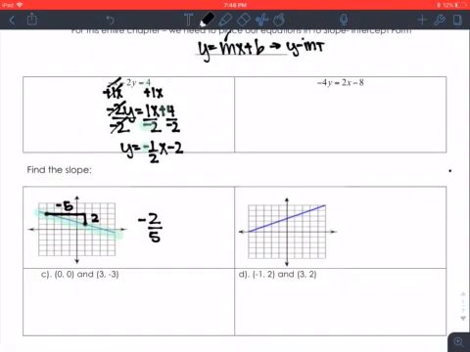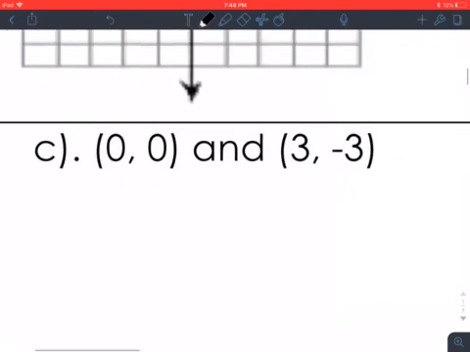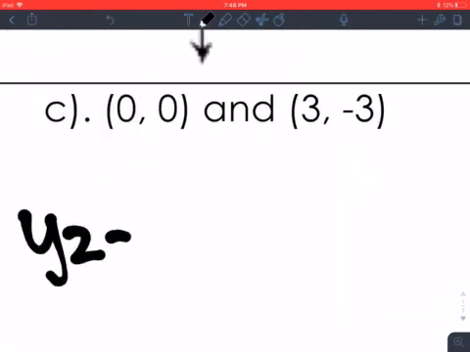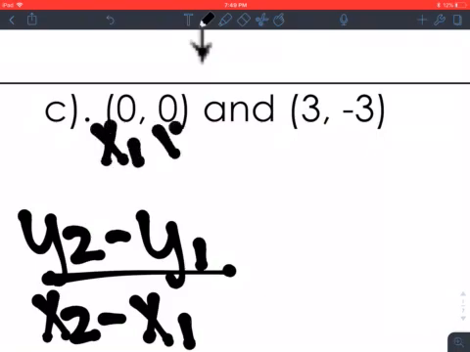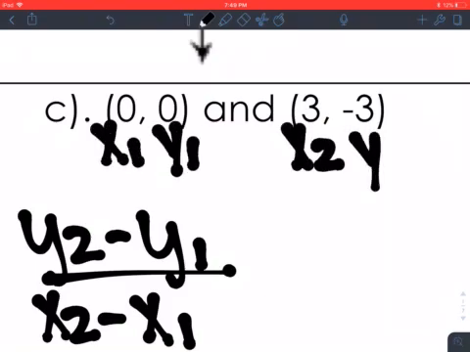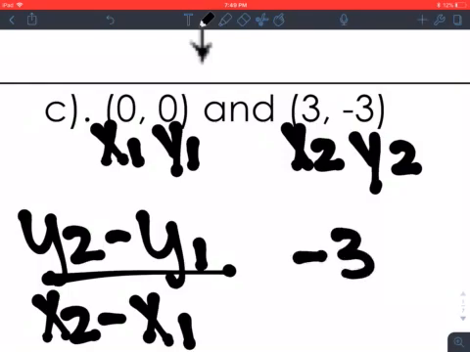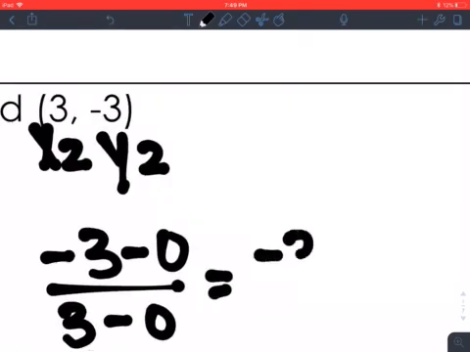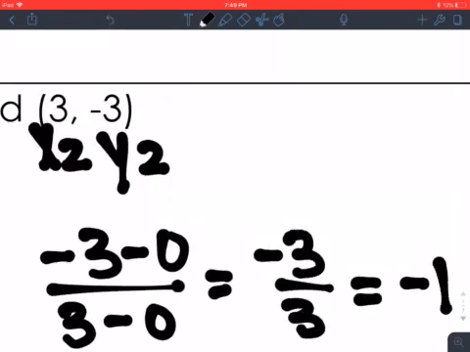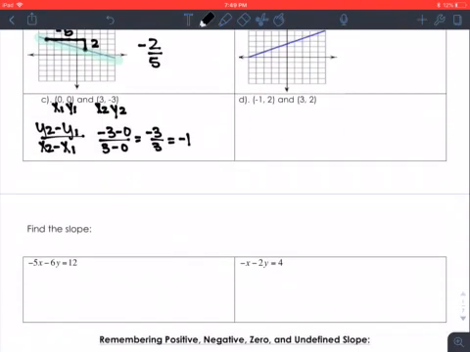Okay? Now, on this next one, we have to use the slope formula. And the slope formula is y2 minus y1 all over x2 minus x1. And what I do is I just go straight across and I label x1, y1, x2, y2. And then I substitute in. So my y2 is negative 3. So you do negative 3. My y1 is 0. So minus 0. All over my x2, which is 3, minus 0, which gives you negative 3 over 3, which simplifies into negative 1.